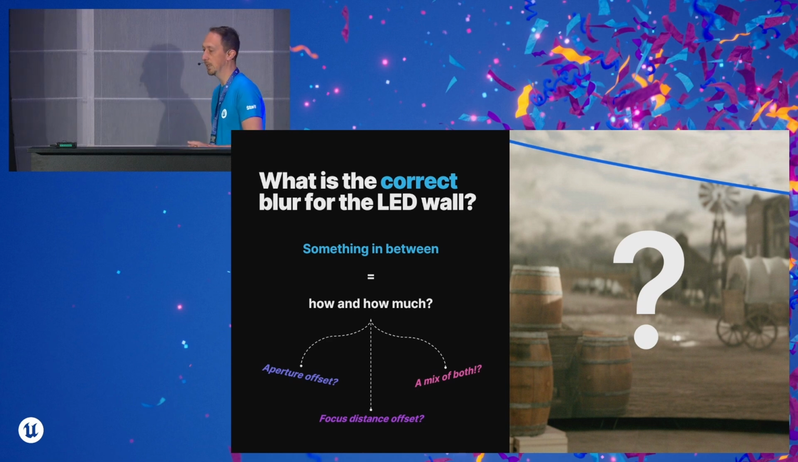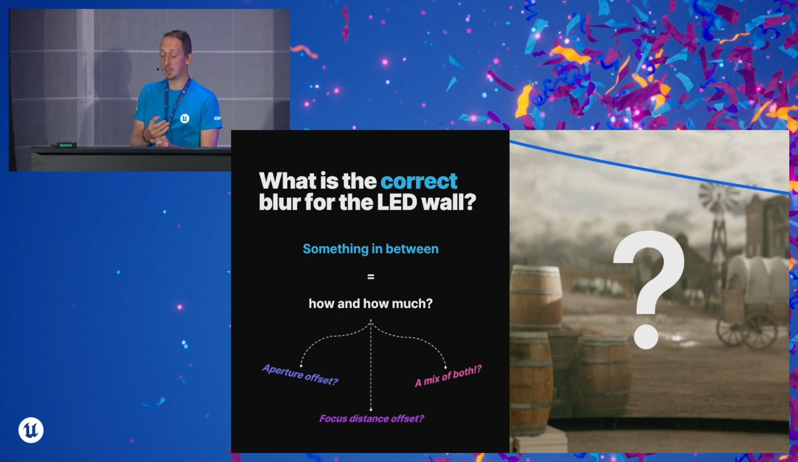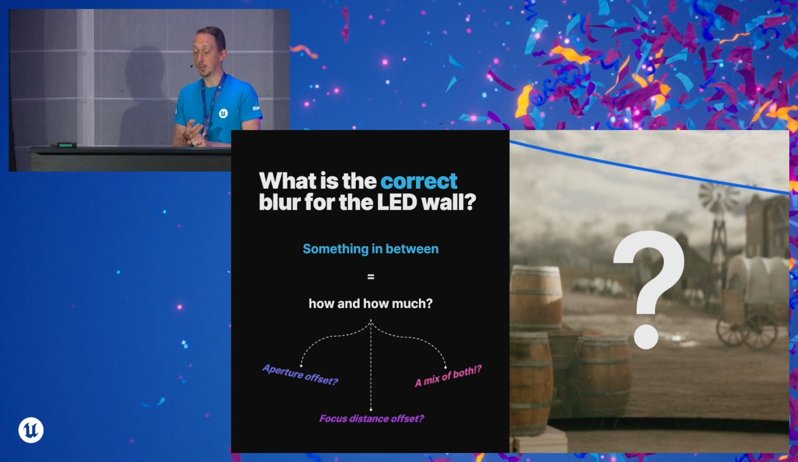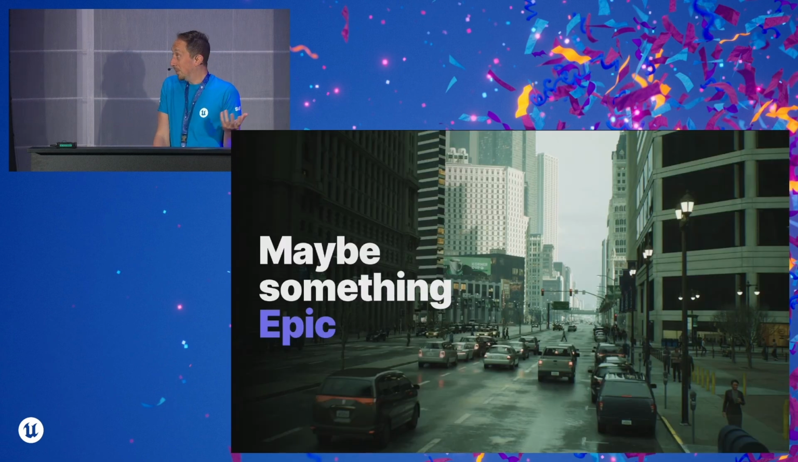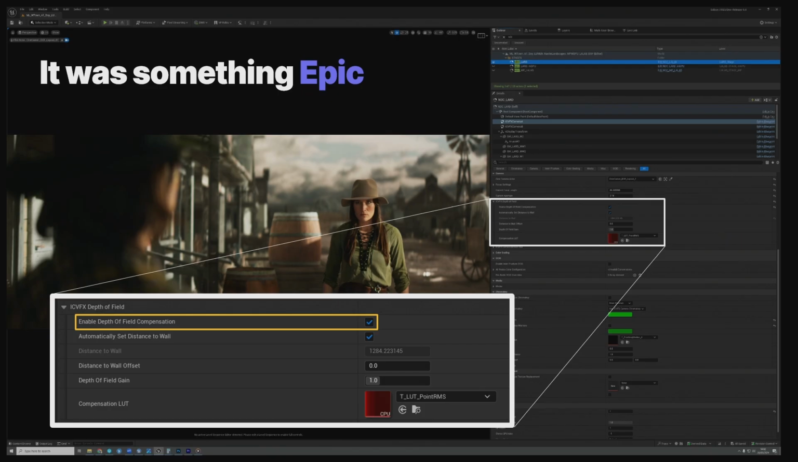I'm sure many of you in this room have played with this issue, experimented and have your own solutions. Is it a case of offsetting the aperture of the inner display camera? Is it a case of doing a focus distance offset? Is it maybe a mix of both? Is it maybe something Epic required? Well, spoiler alert, it was something Epic, and it's in 5.4.